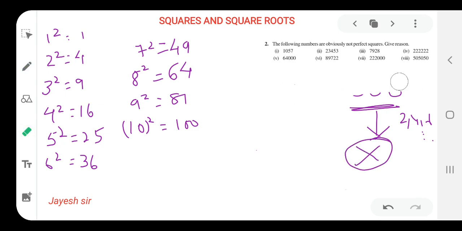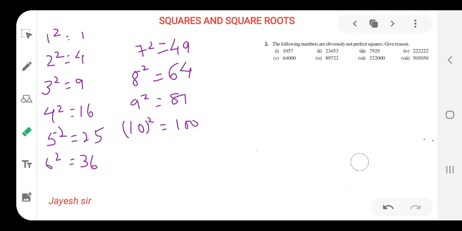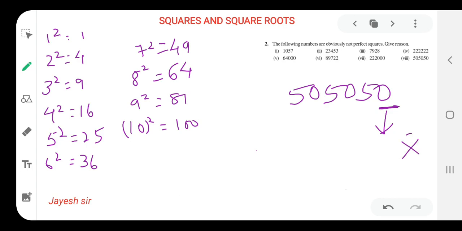So let us begin with the last sum for the day. The last sum for the day is 505050. Again 1 zero at the unit place. Here it is an odd number of times 0 is there. That means the 0 is not occurring an even number of times. The 0 should occur 2 times, 4 times, 6 times. But here in the question 1 zero is there. That means it cannot be the square of any number.